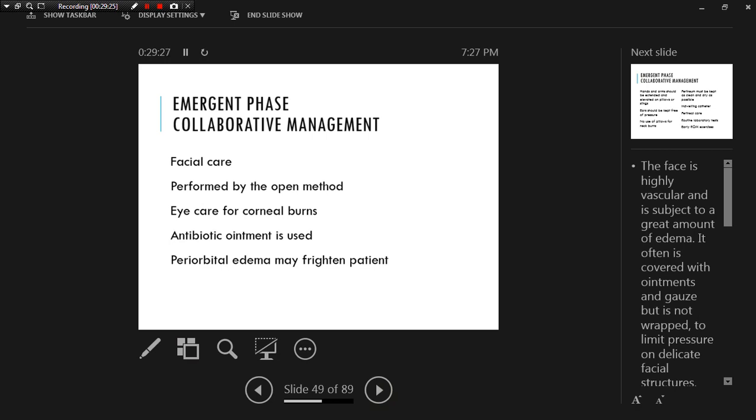So facial care is going to be performed by the open method. We're going to see eye care for corneal burns, and typically with antibiotic ointment.